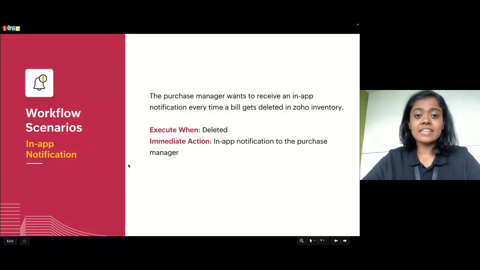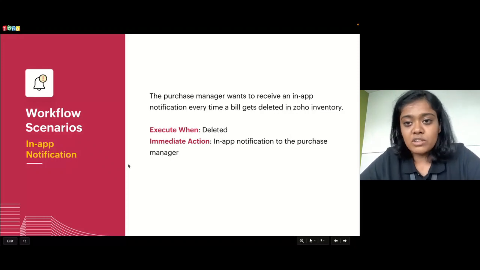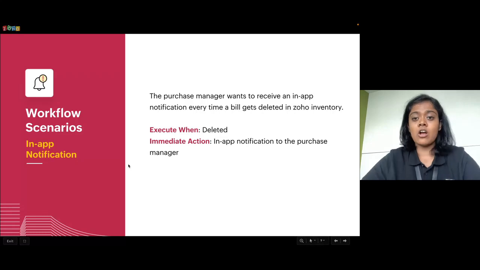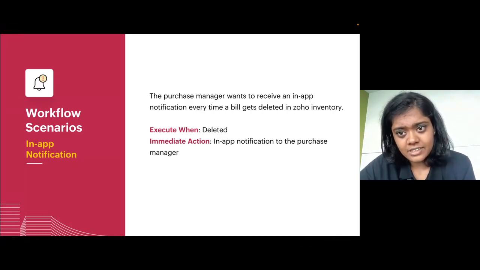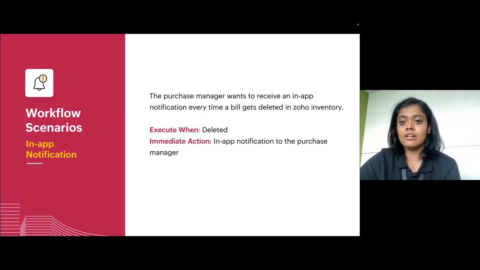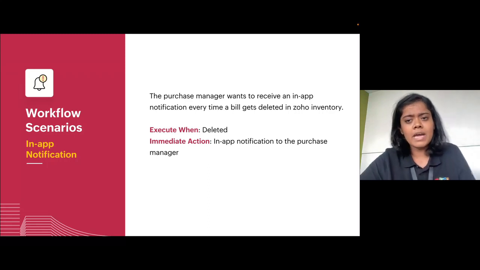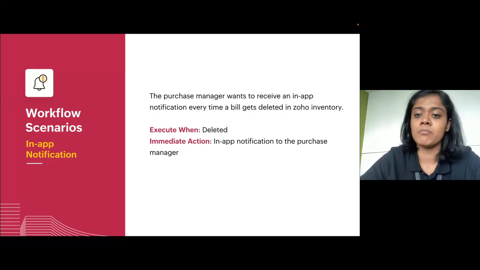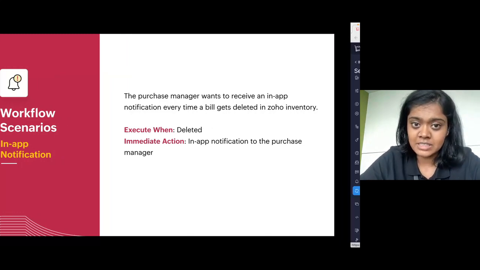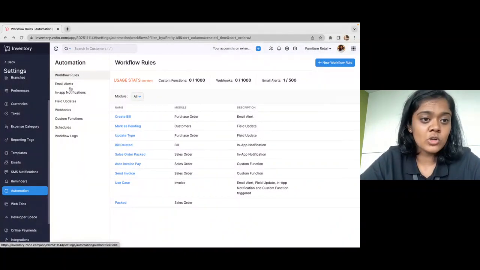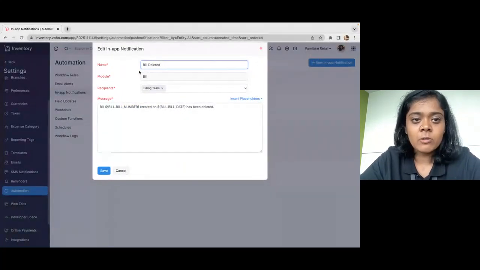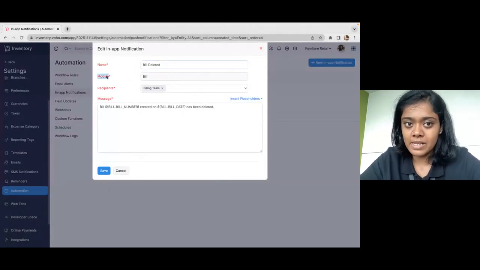Going ahead with the next action, in-app notification. So let's say in my company, a bill gets accidentally deleted, and I am not aware of which bill got deleted here. So my purchase manager wants to receive an in-app notification every time a bill gets deleted. For this, we'll be heading to the automation module and going to the in-app notification column. Here, I'll be naming it according to my convenience, and the module here would be bill.